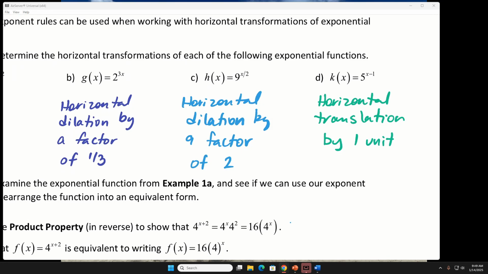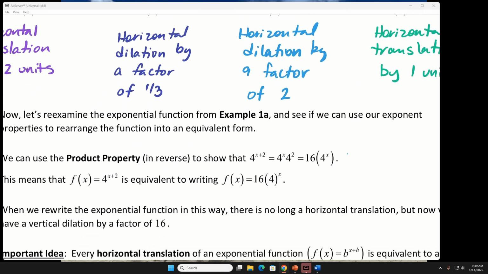All right, so on C, why is the factor 2? This is the inverse. So this would be the same as 9 raised to the 1/2 x. And so you're still doing the reciprocal of that 1/2. All right, nice job, guys.